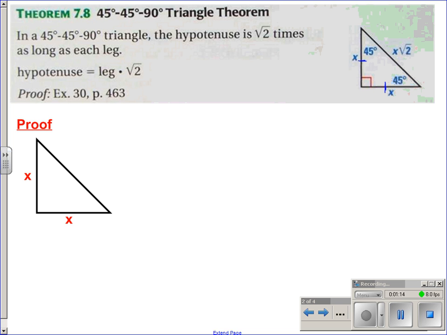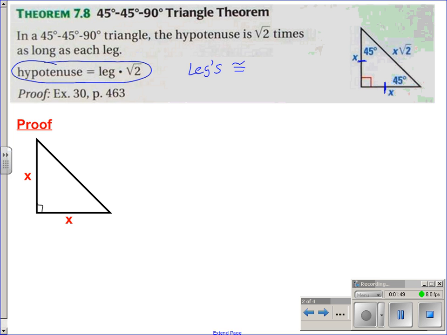Now, what you have is a ratio of sides in a 45, 45, 90 triangle. When you have that triangle with those three angle measurements, the relationship between the sides is what I just circled there, along with the two legs being equal to each other. Legs congruent. Okay, those are your two properties for a 45, 45, 90 triangle. Now, the proof of that comes from this.